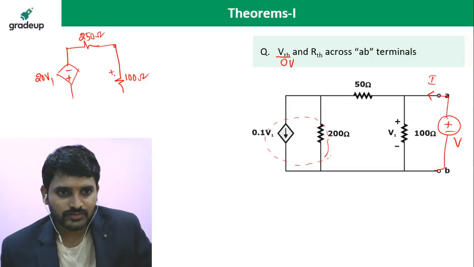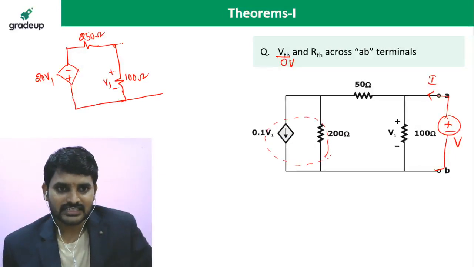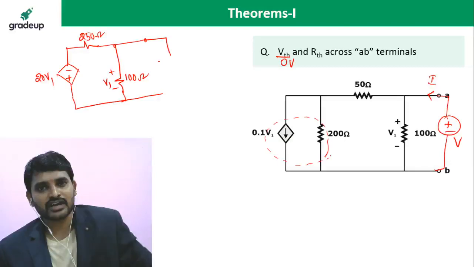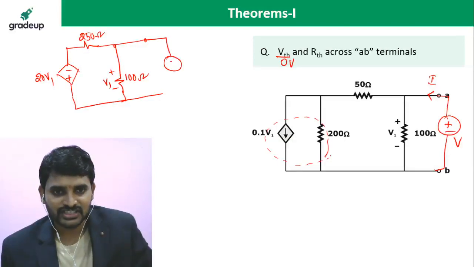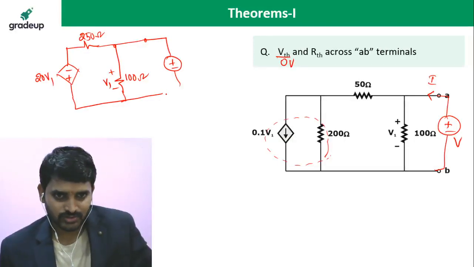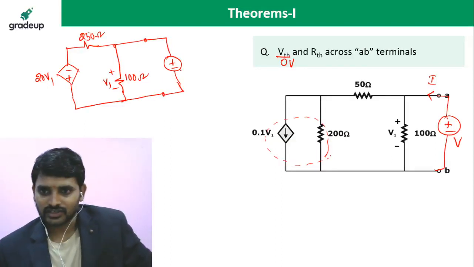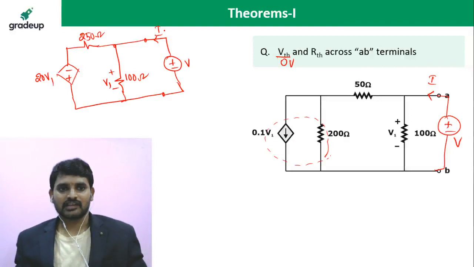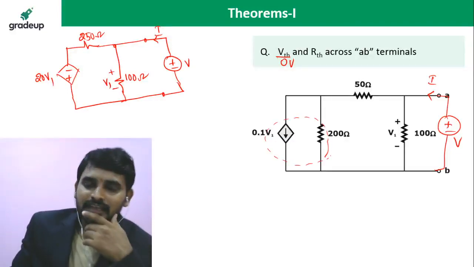Across that 100 ohms, V1 is the controlling parameter for the dependent source. I already said in the last session, once again I'm repeating, that if V1 is given across 200 ohms, don't dare to convert into a voltage source. If you do so, you will be penalized a lot. A lot means a lot. Okay, then you can do this one.